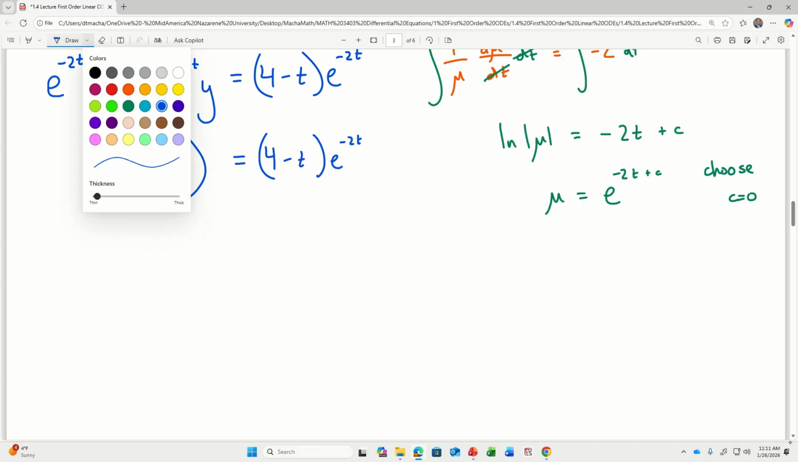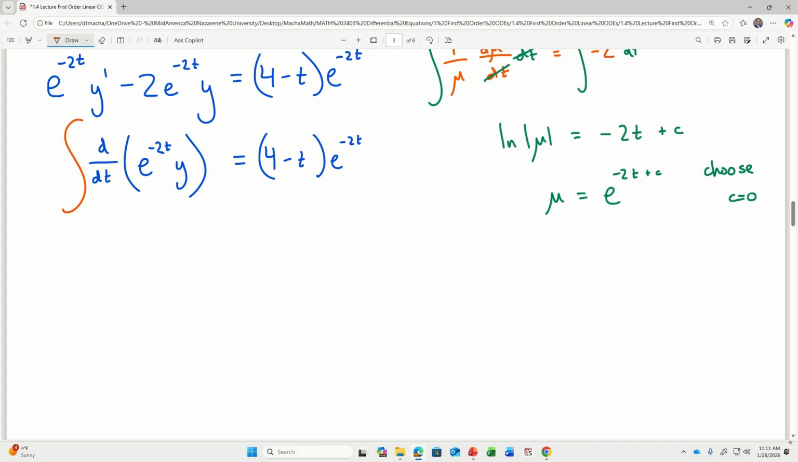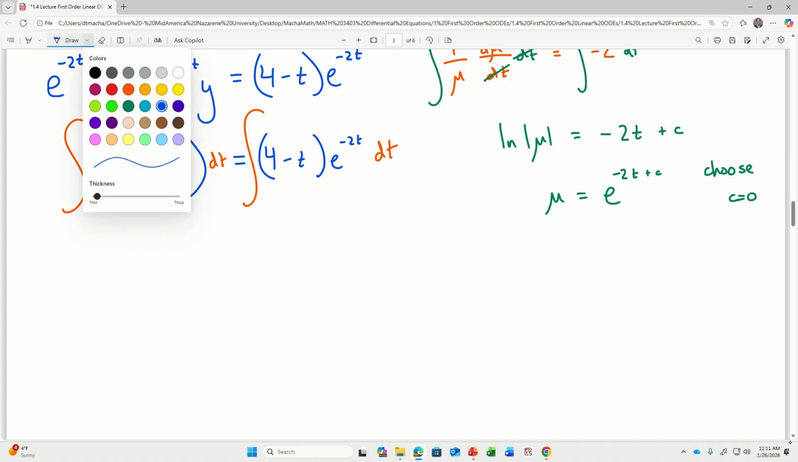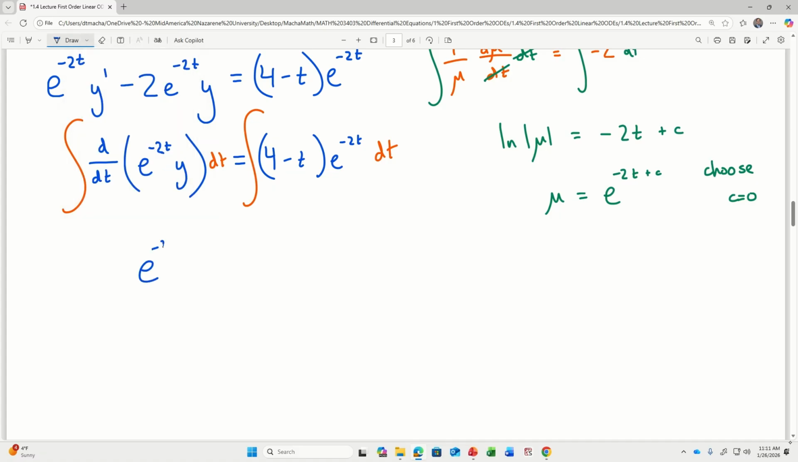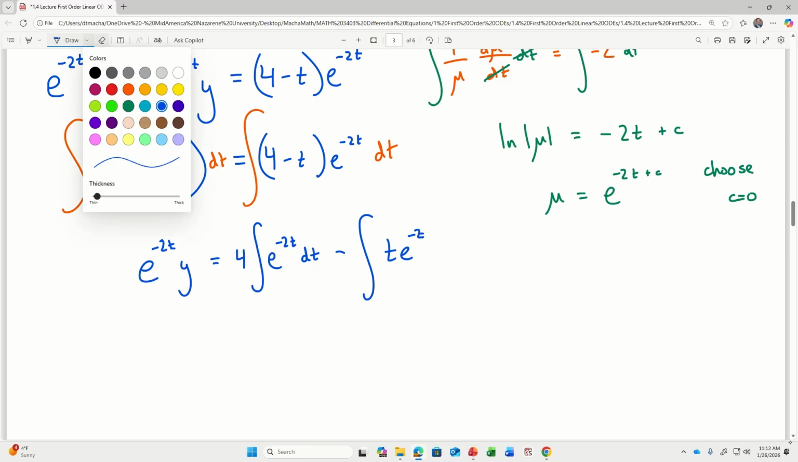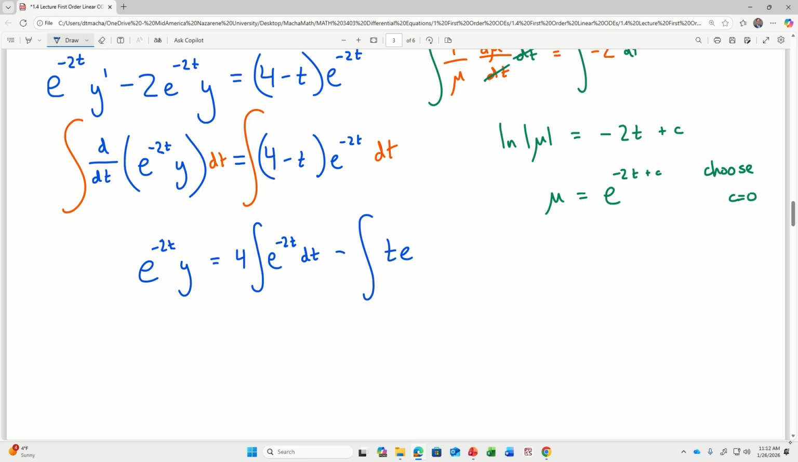Now, take the antiderivative of both sides here with respect to t. On the left side, the antiderivative cancels the derivative, and we just get e to the negative 2ty. On the right side, this is an ugly integration by parts thing where you've got 4 times the antiderivative of e to the negative 2t dt minus the antiderivative of t e to the negative 2t. It's the second antiderivative that's going to require integration by parts.